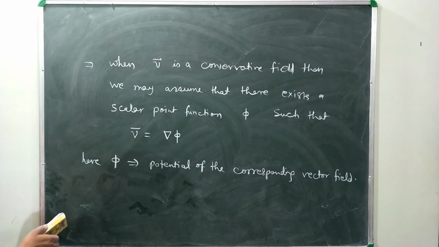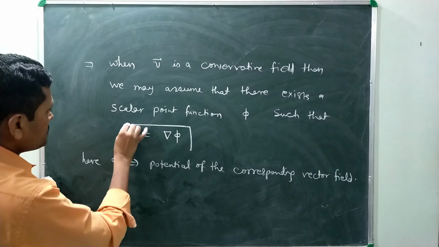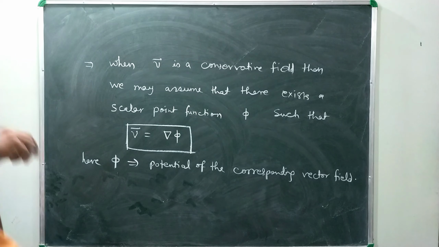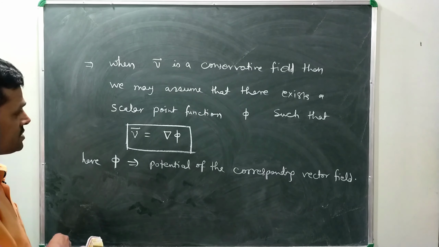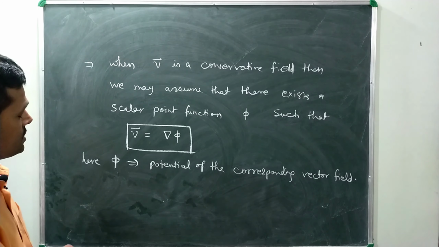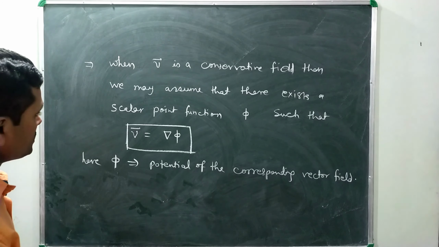Now, this is the third definition of conservative field, that when a vector field V is expressed in terms of nabla phi, then we say that this vector field V is a conservative field.